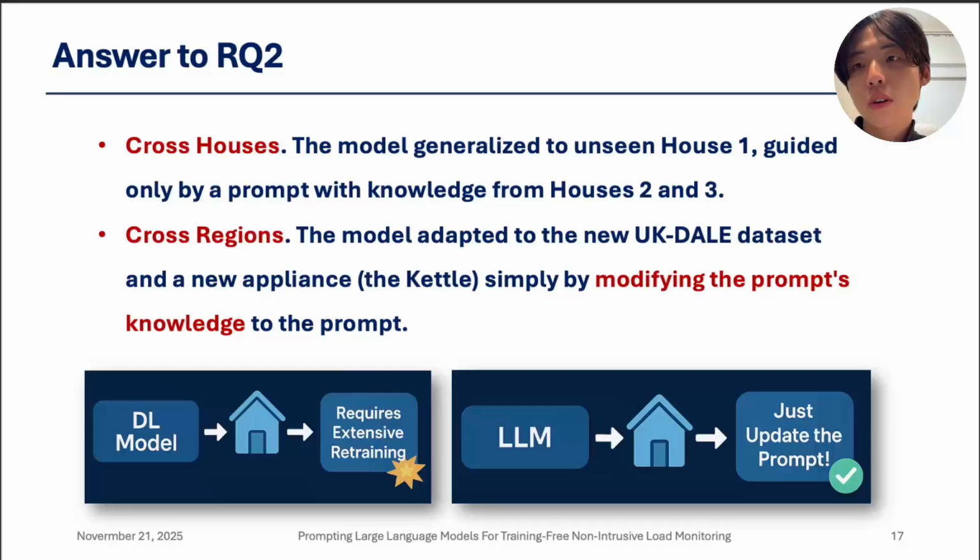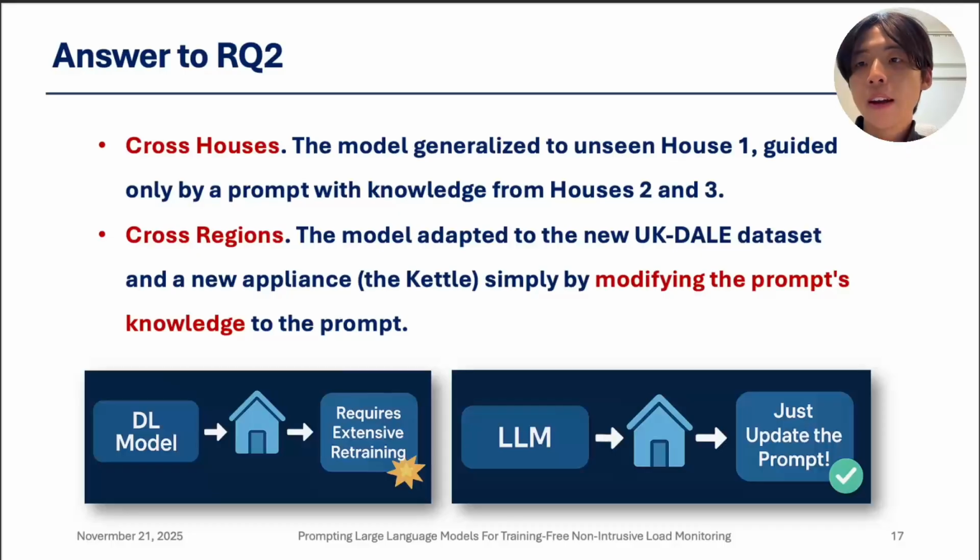And research question 2, generalization. Here, large language models show a very interesting advantage. The first one is across houses. On REDD, we extract appliance knowledge from houses 2 and 3 for the prompt, and then apply the model to house 1. We test on house 1, so it never saw it before. With just the same prompt, it still gives reasonable disaggregation results.